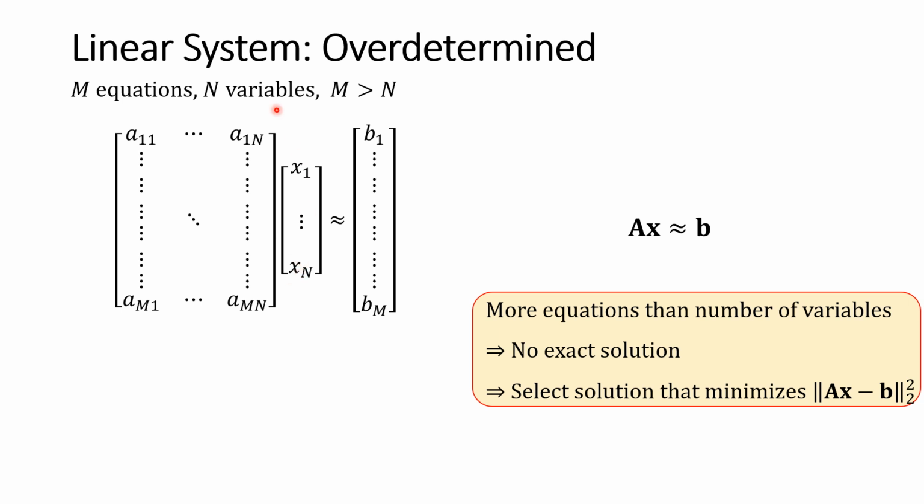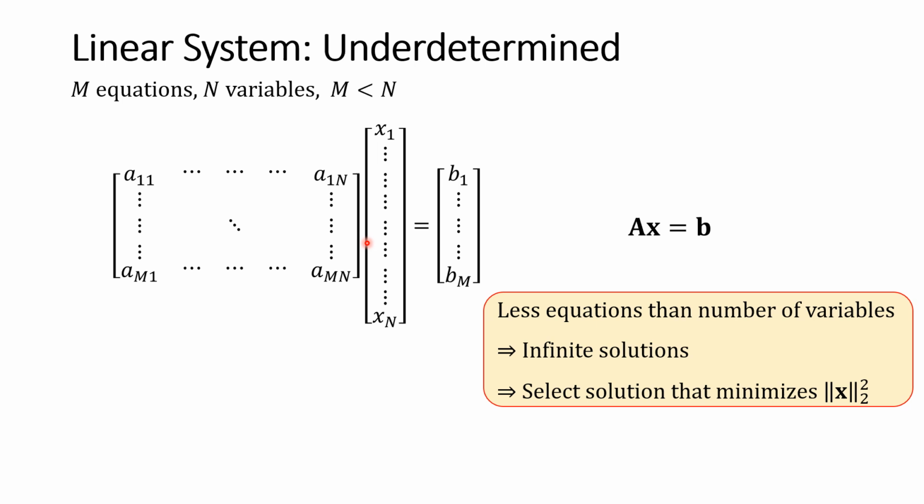So this is an overdetermined system when m is greater than n. So we have more equations than the number of variables, in which case we cannot get an exact solution. Therefore, we seek an approximate solution that minimizes something.